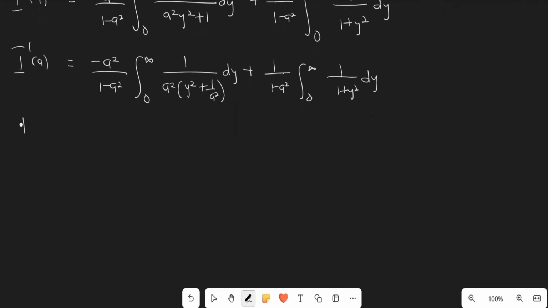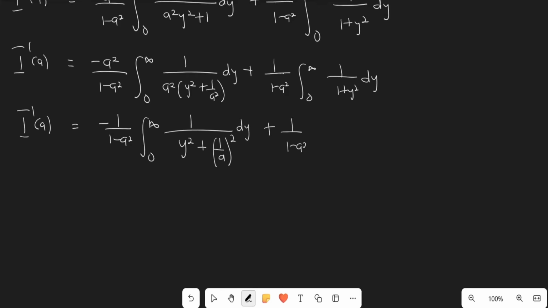Alright, so we can factorize 1 over a squared out. When we do that, this 1 over a squared, when it comes out, is going to cancel with this one. So what we are left with is negative 1 all over 1 minus a squared, then the integral from 0 to infinity of 1 all over y squared plus 1 over a squared, which can be written as 1 over a, all squared, dy, plus 1 all over 1 minus a squared, then the integral from 0 to infinity of 1 all over 1 plus y squared dy.